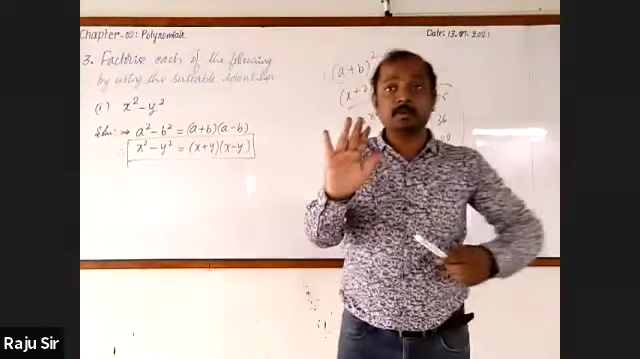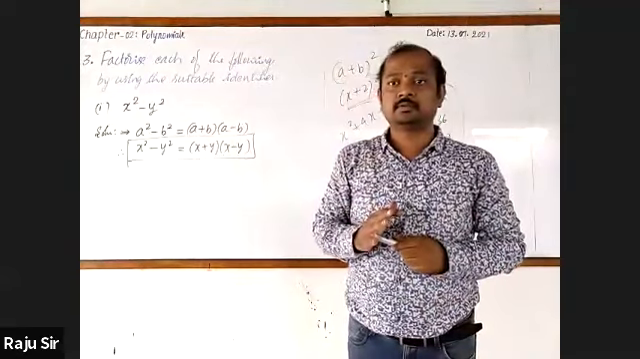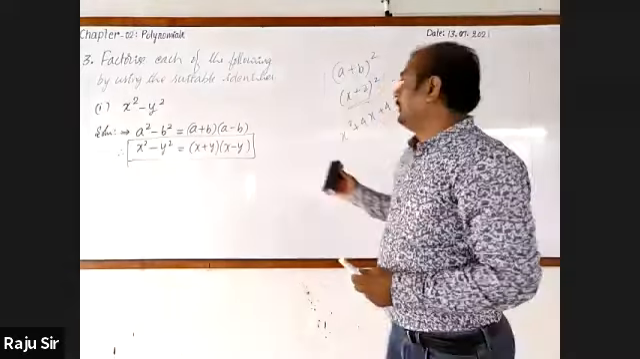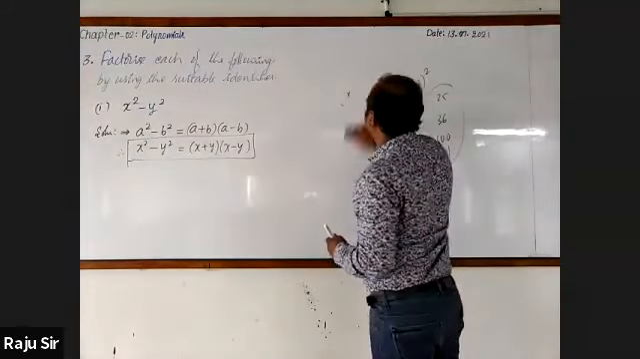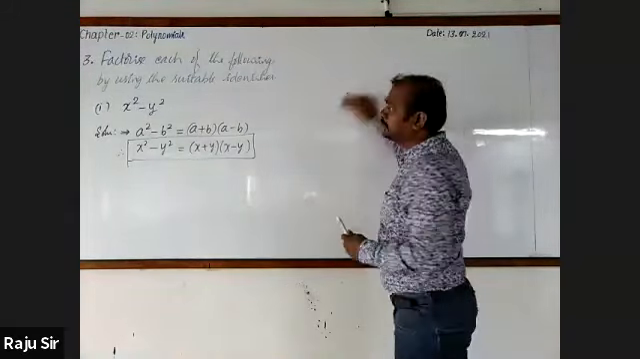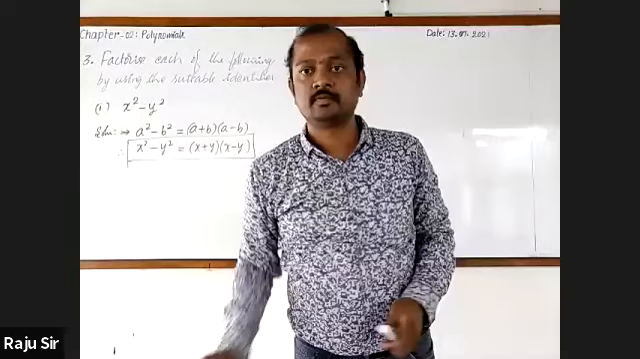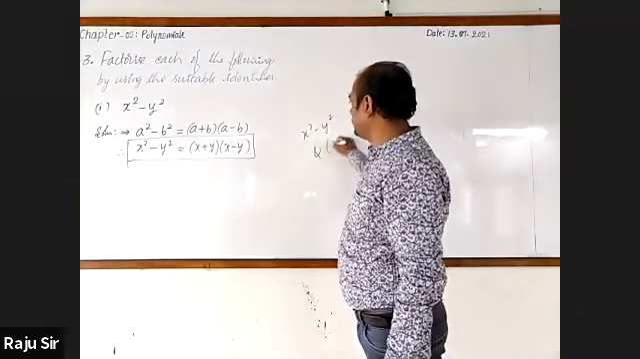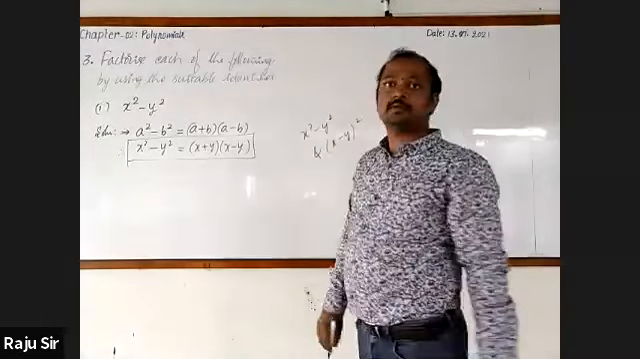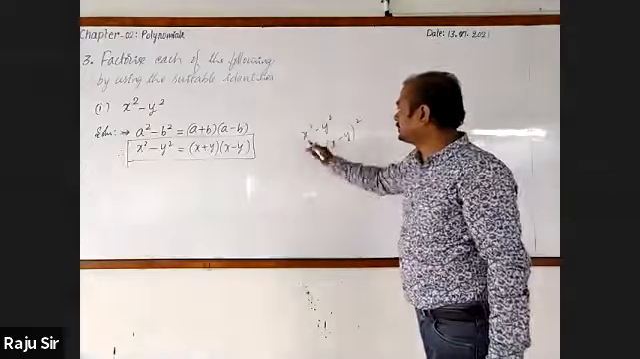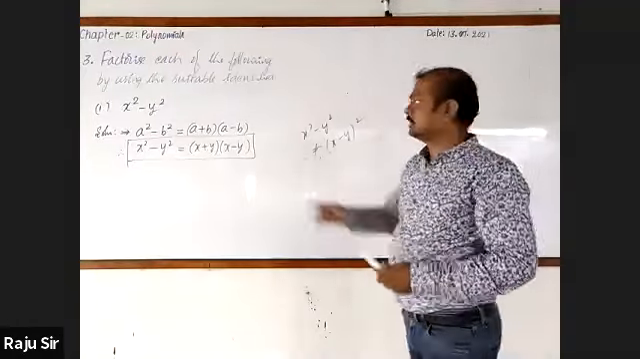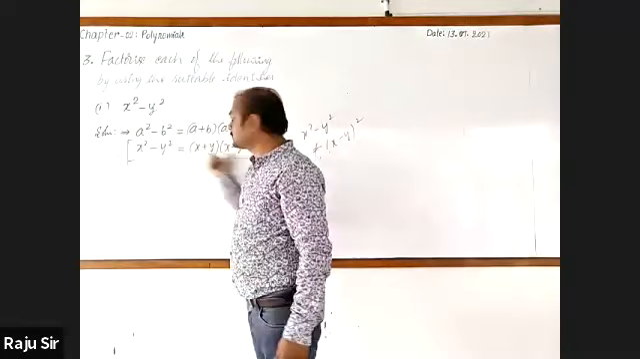Now, first, a simple one you thought of. Sir, instead of this, we can take (x minus y) whole square also, no, sir? No. x square minus y square is different from (x minus y) whole square. You cannot write x square minus y square as (x minus y) whole square. It should be written in this form only.